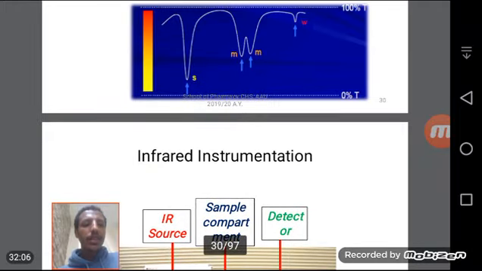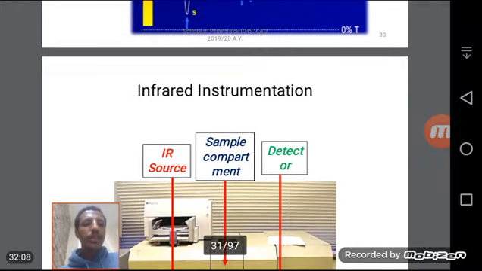In the next session, we will discuss the instrumentation of infrared. For today's lesson, this is enough.